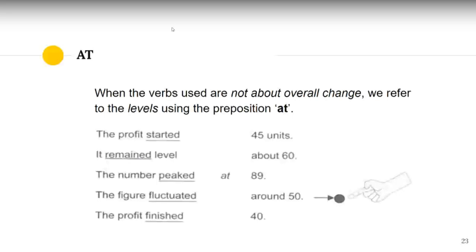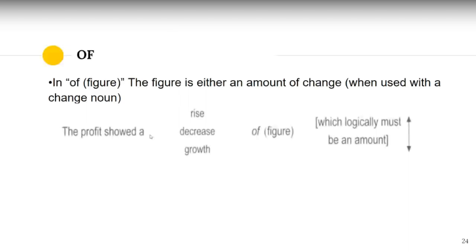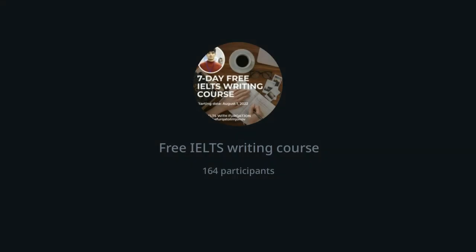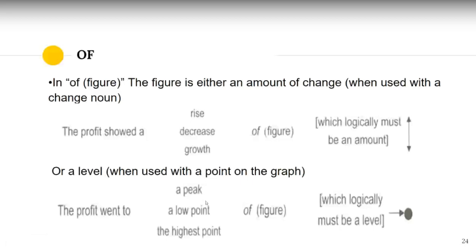So now let's move on to another preposition, which is of. This figure is an amount of change when used with a change noun. Sometimes you can use it to describe an amount of change. For example, the profit showed a rise of, let's say, 15%. And it is the same as the profit showed a rise by 15%. It's almost the same as by, okay? But sometimes it can also refer to a level, a point on the graph. For example, the profit went to a peak of 65, if it's a peak. Or sometimes you can say the profit went to a low of some number, when it's a level. So it can either be an amount of change or a level. So both.